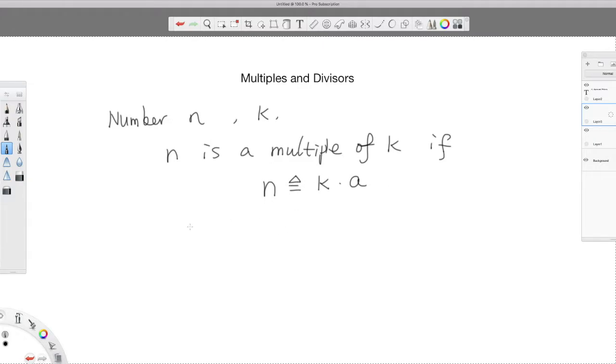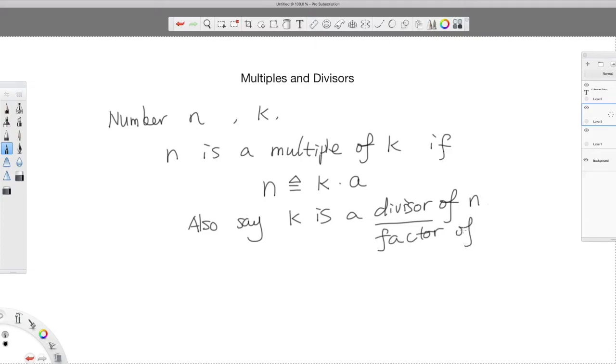In that case, we also say k is a divisor of n. Sometimes people call a divisor a factor. K is a factor of n. All right, so the definitions are pretty straightforward.